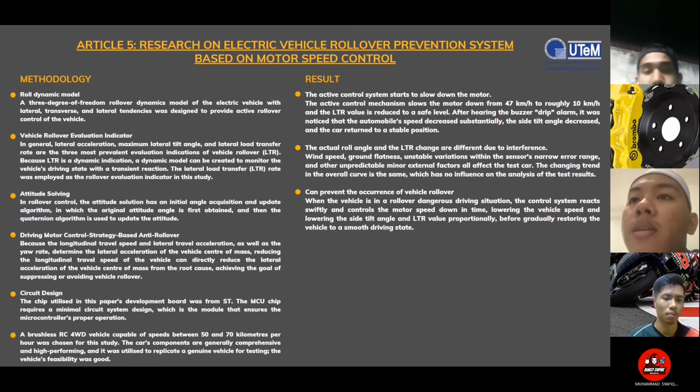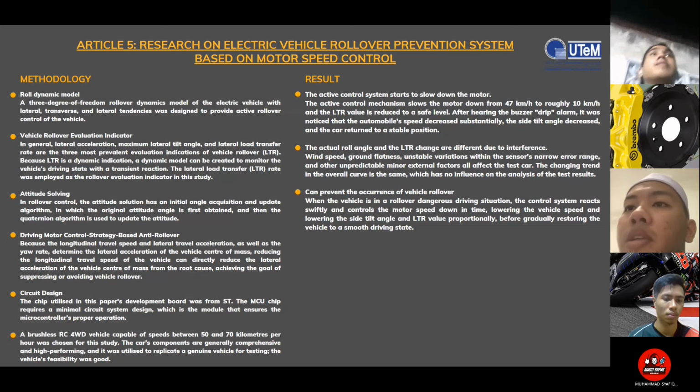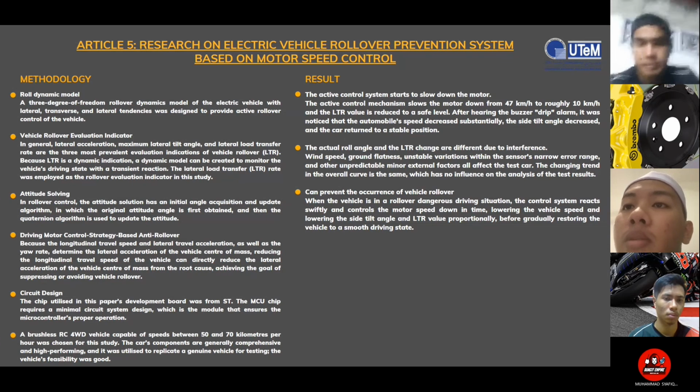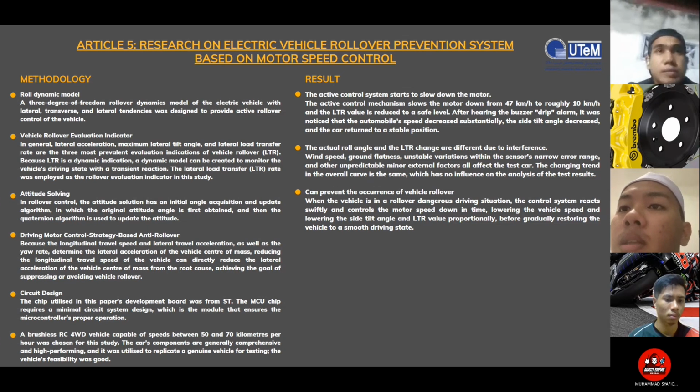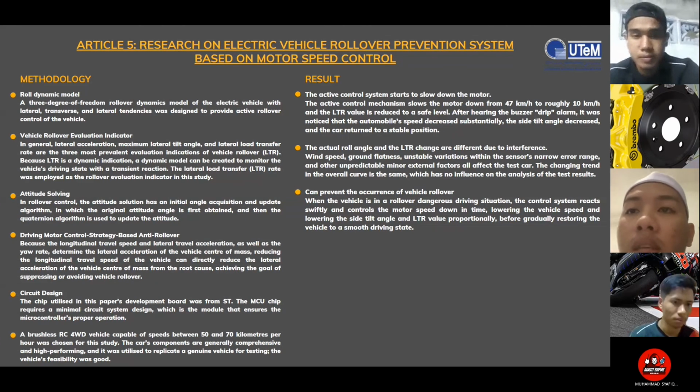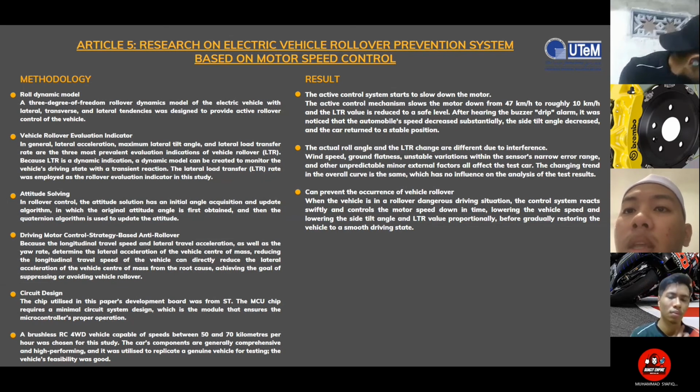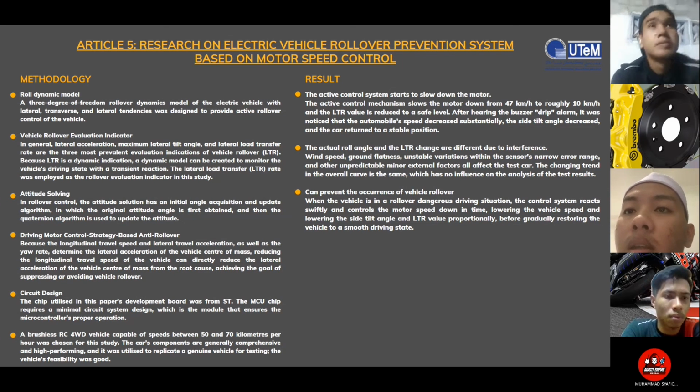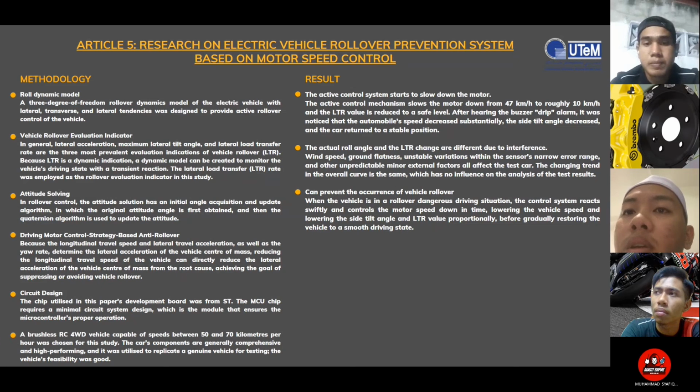Okay, for Article 5, research on electric vehicle rollover prevention system based on motor speed control. The first methodology, roll dynamic model: a 3 degree of freedom rollover dynamics model of the electric vehicle with lateral, transverse, and lateral tendencies was designed to provide active rollover control of the vehicle. The second is vehicle rollover evaluation indicator. In general, maximum lateral acceleration, lateral tilt angle, and lateral load transfer rate are the three most prevalent evaluation indicators of vehicle rollover. This is LTR.